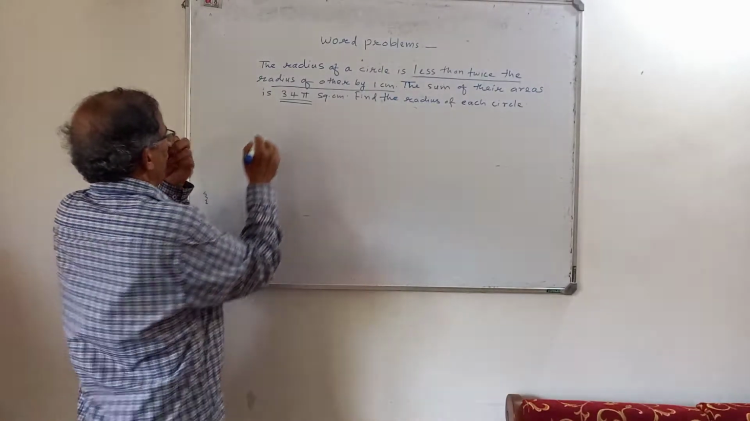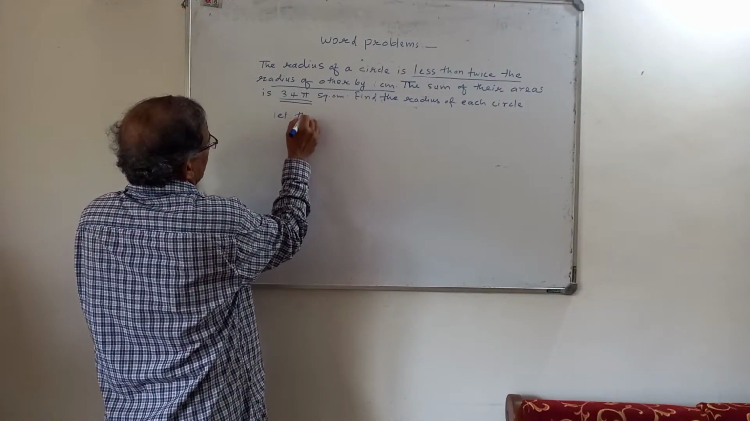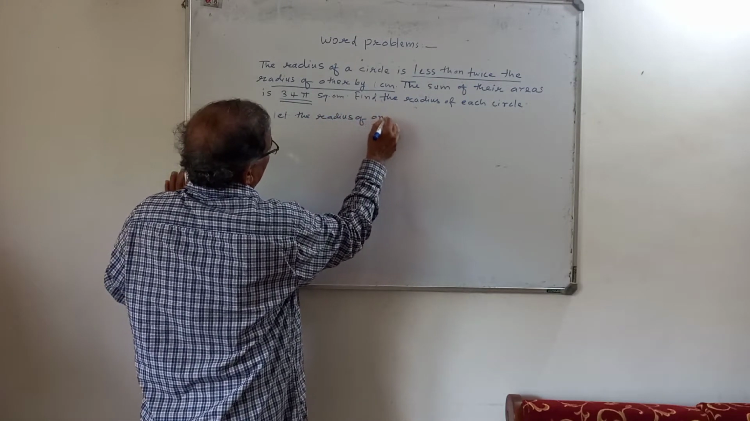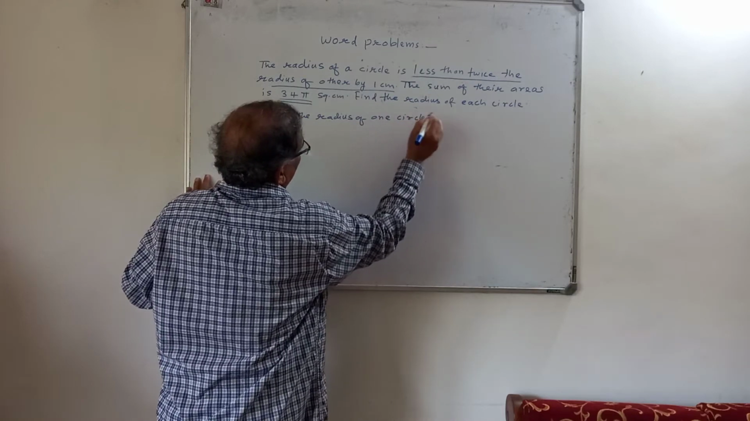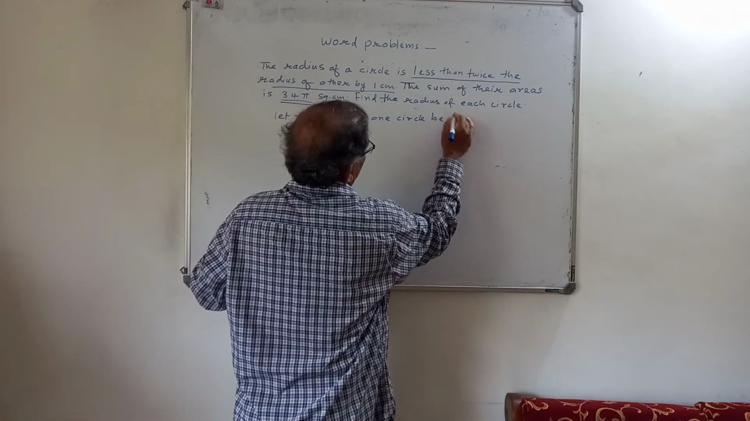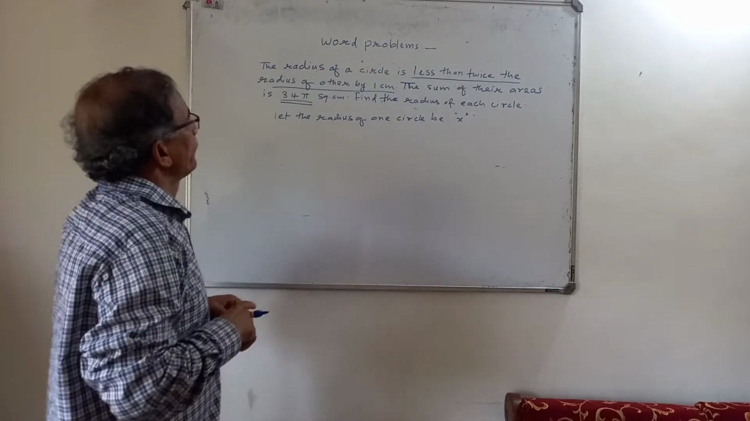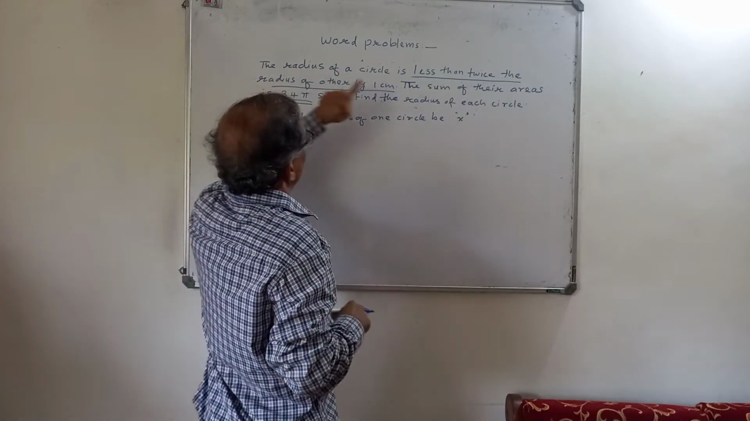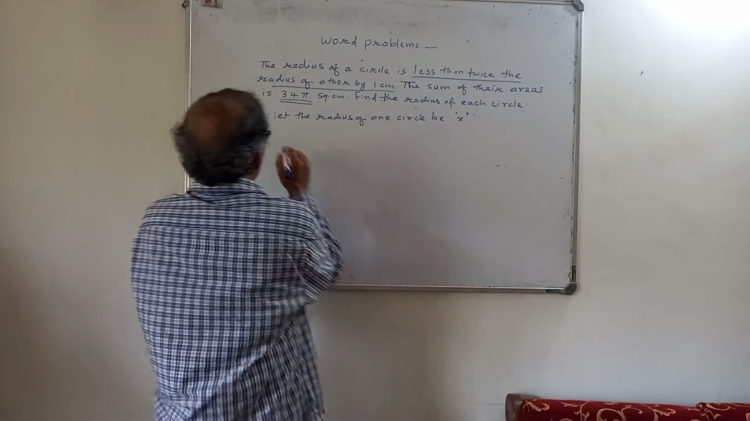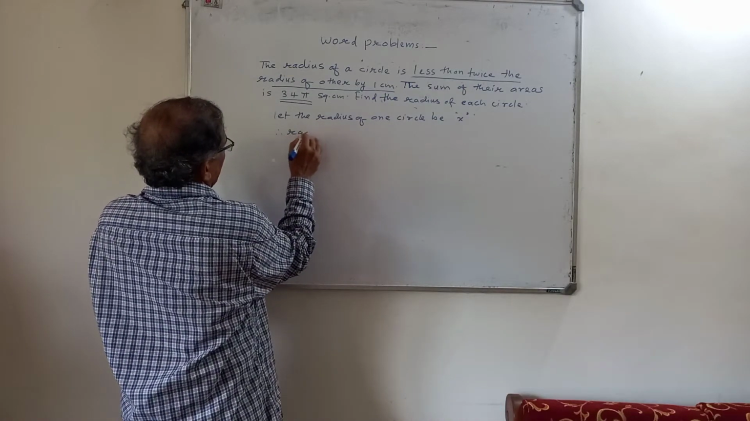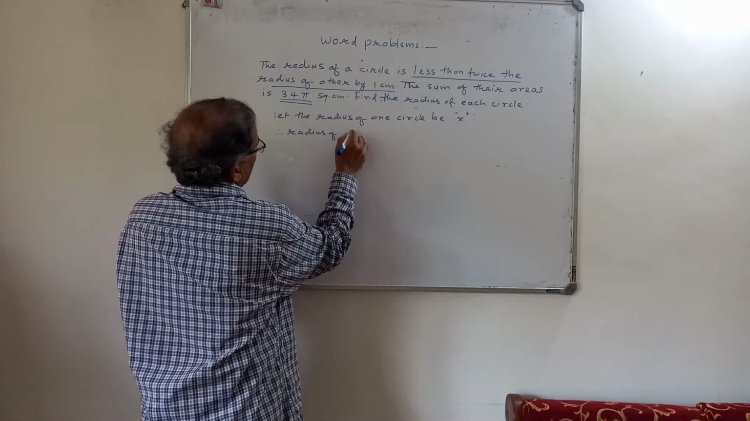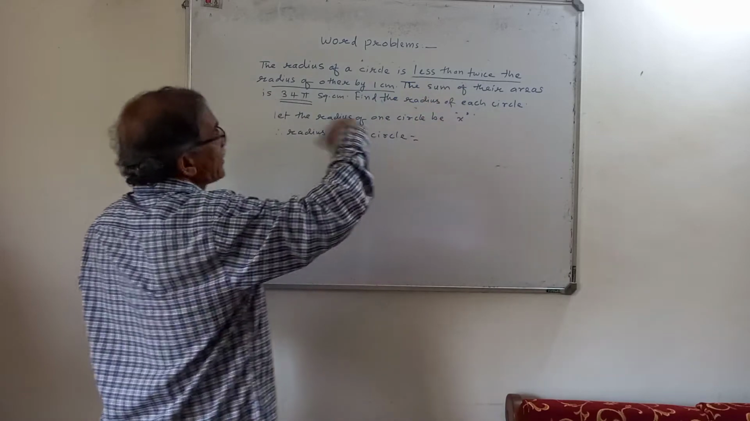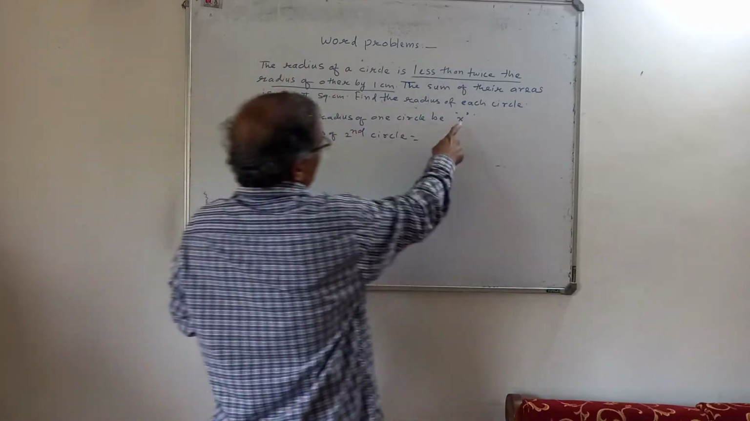Now suppose the radius of one circle be x. Now what it says is, the radius of a circle is less than twice the radius of the other by 1. Therefore, now we can write the radius of the second circle. Radius of the second circle is less than twice the radius of the other. Now other means this one, isn't it?